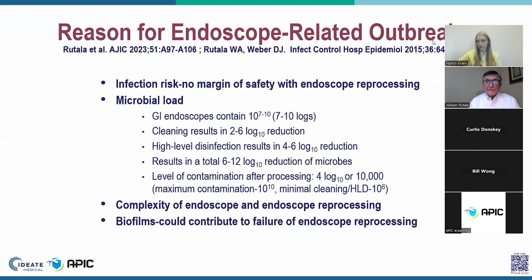And when you perform high-level disinfection, you reduce anywhere from 4 to 6 logs. So if you add those 2 and 4 and 6 and 6, essentially you have a 6 to 12 log reduction. Now, the problem is sometimes you can reduce as many as 12 logs, but other times you're only going to be reducing 6 logs and you may have 10 logs or 10 to the 10th. Therefore, the level of contamination after processing can be as many as 10,000 microorganisms. Of course, that occurs with maximal contamination and minimal effectiveness of cleaning and high-level disinfection.